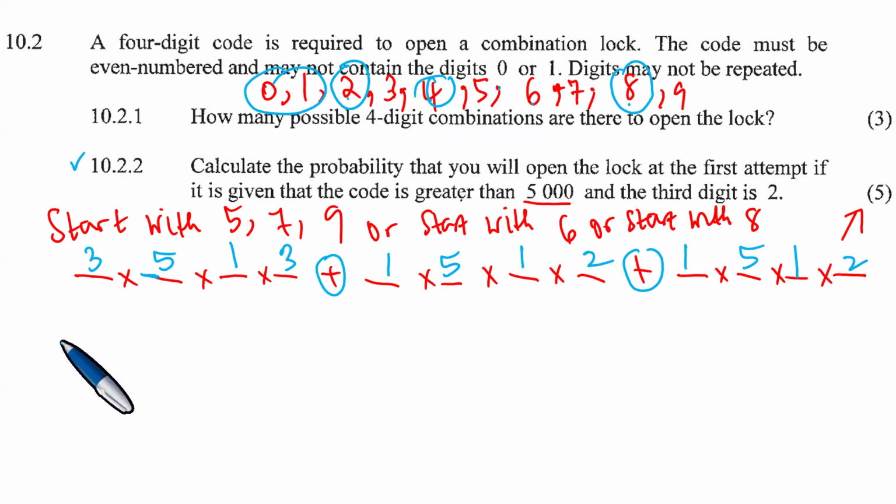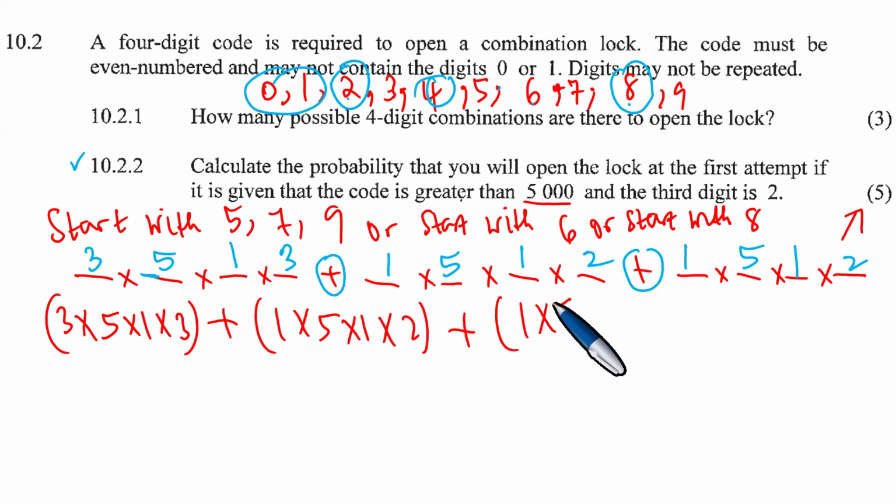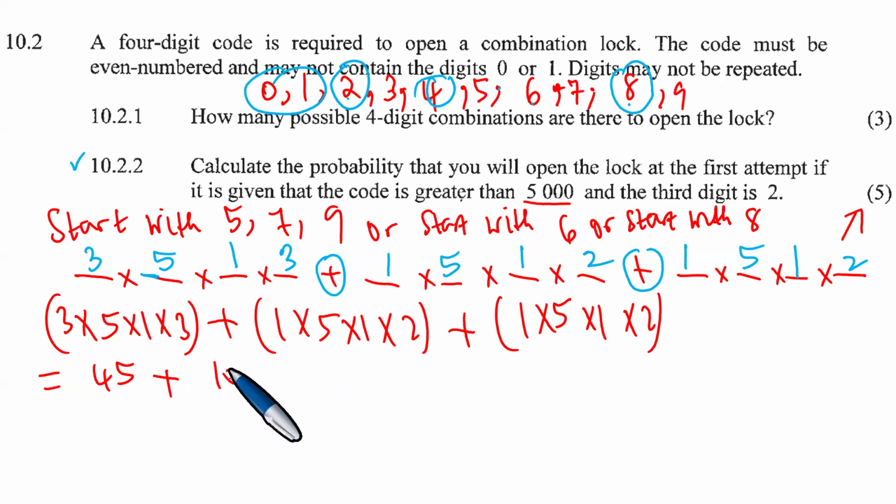And therefore, in the same way, then you're going to have what? It's going to be exactly the following. So it's going to be 3 times 5 times 1 times 3, plus 1 by 5 by 1 by 2, and then you have 3 by 5 by 3, which is 45, plus 1 by 5 by 1 by 2, which is 10, plus 5 by 2, which is 10. And therefore, this is 65.